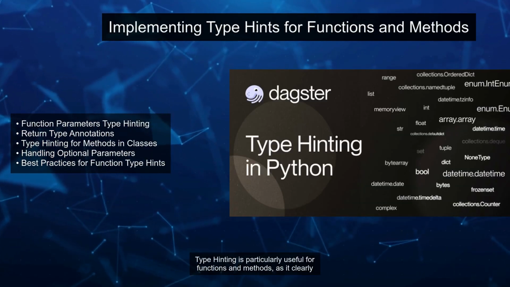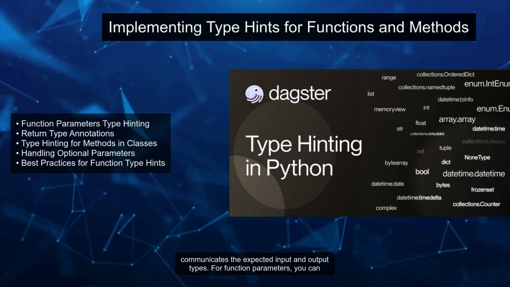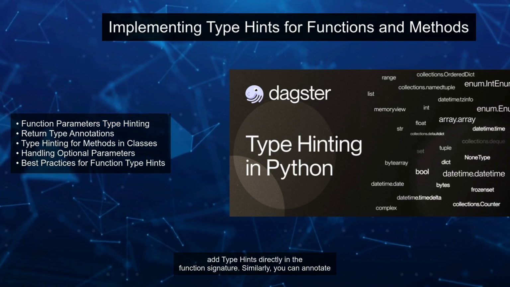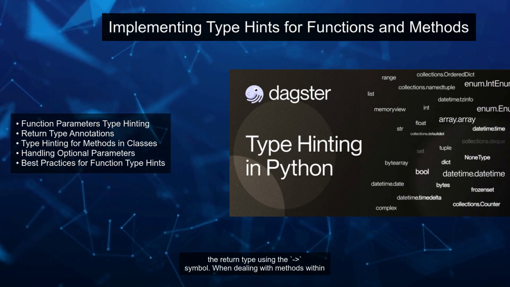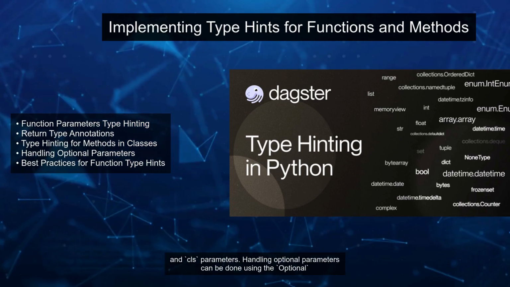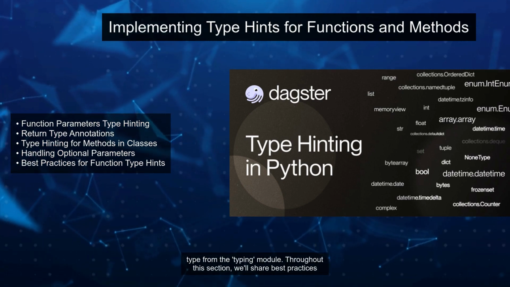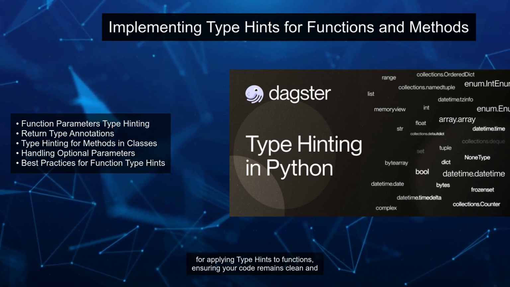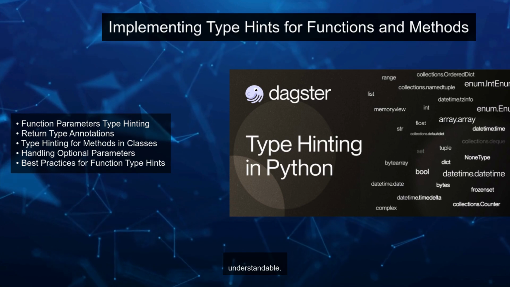Type hinting is particularly useful for functions and methods, as it clearly communicates the expected input and output types. For function parameters, you can add type hints directly in the function signature. Similarly, you can annotate the return type using the -> symbol. When dealing with methods within classes, the process remains largely the same, but with considerations for self and cls parameters. Handling optional parameters can be done using the Optional type from the typing module. Throughout this section, we'll share best practices for applying type hints to functions, ensuring your code remains clean and understandable.